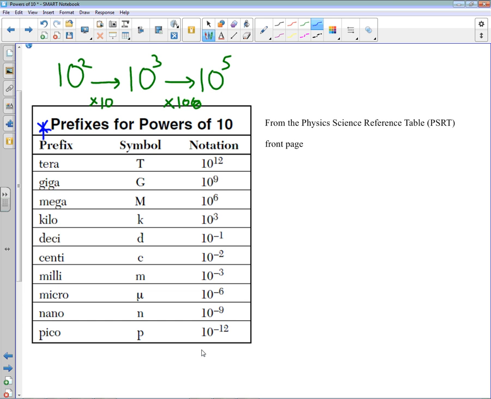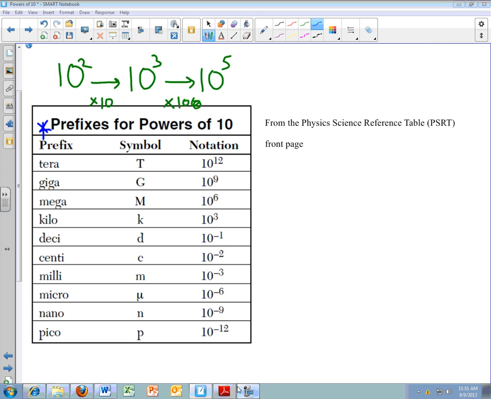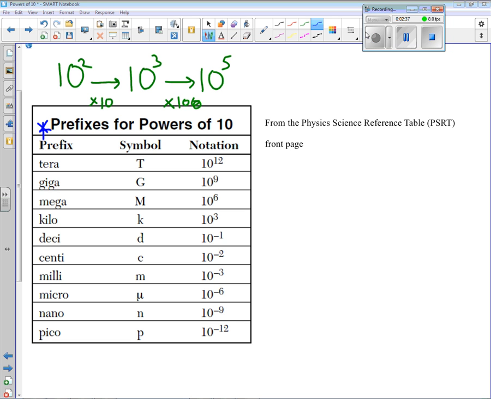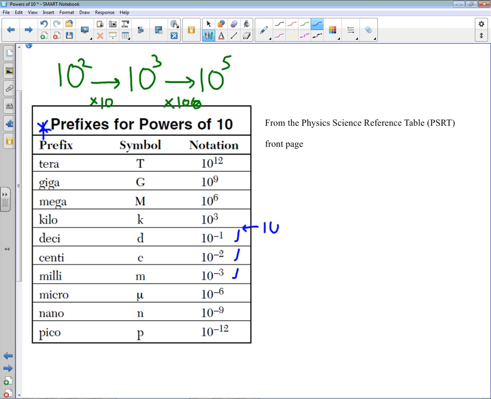So let's take a peek at what's going on. Notice that we have 10 to the minus 1, 10 to the minus 2, 10 to the minus 3, but there's no 10 to the 0. Somewhere in there is actually 10 to the 0 power. Any number to the 0 is equal to 1. So what we're saying is that there is a 10 to the 0 power that has no prefix in front of it. On this column here, these are all metric prefixes.